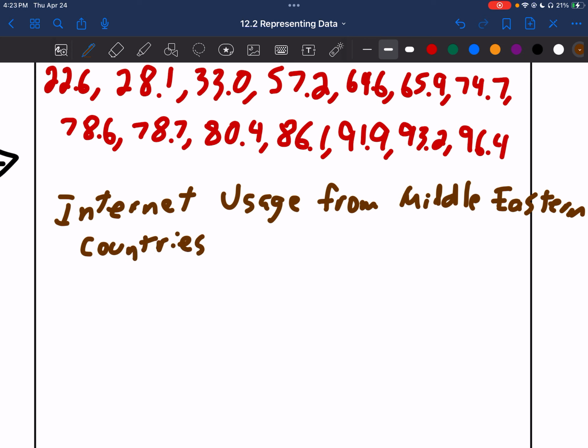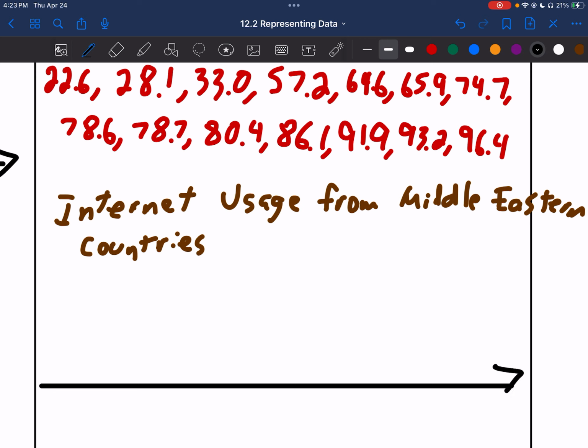So these would be countries in, for example, Iran, Iraq, Saudi Arabia, Israel, Lebanon, Jordan. These are all considered to be the Middle East. Kuwait, Saudi Arabia, Dubai, the United Arab Emirates, places like that.